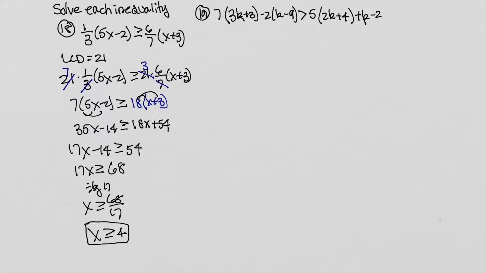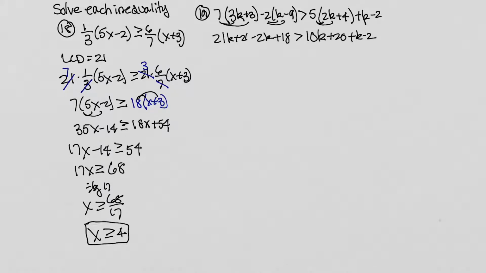Number 19 looks like it's got a lot going on here, but I think we can tighten this up pretty quickly. Let's multiply through, and then we'll combine some like terms. So right here we'll get 21k plus 21, right over here. And then here we'll get minus 2k. Negative 2 times negative 9 is plus 18. Strictly greater than, multiply in here, we will get 10k plus 20 plus k minus 2.